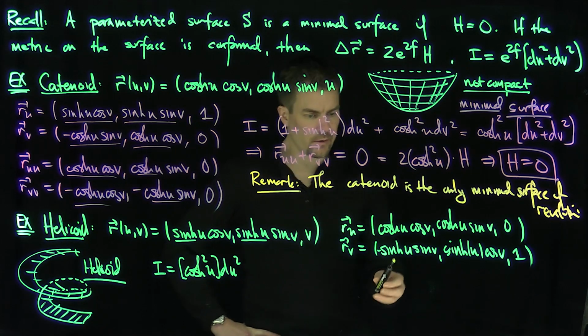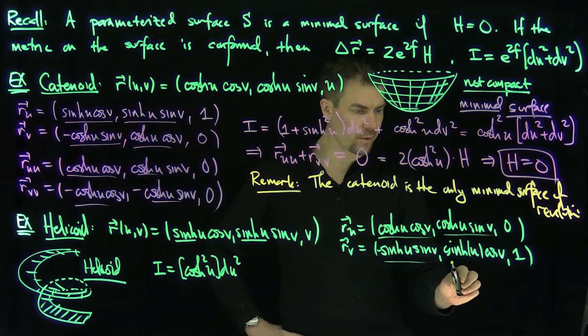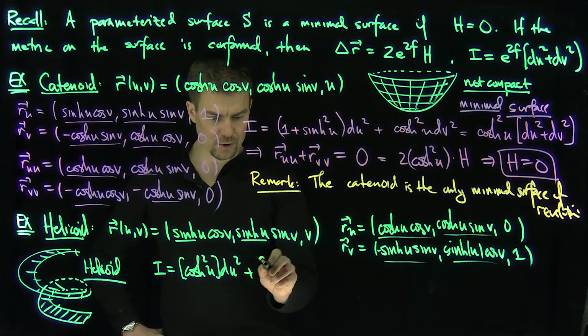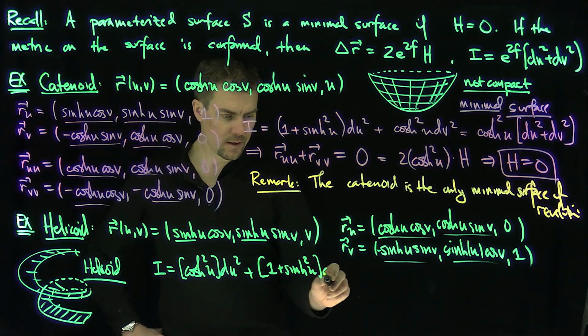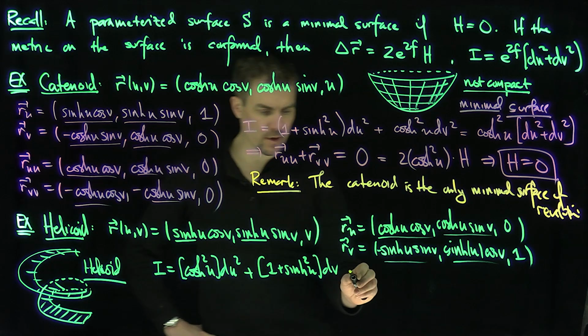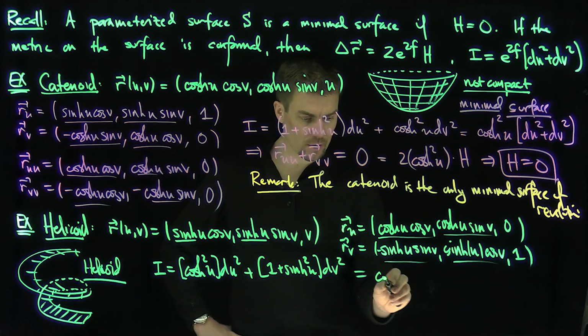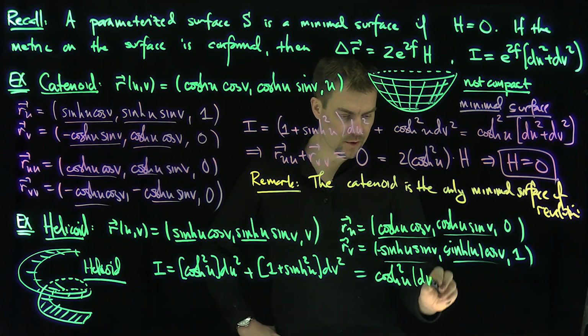And then what's going to happen down over here? What are the cross terms? Well, this and this are equal and opposite to each other, so there's going to be no cross term. Then finally, I'm going to have 1 plus sinh squared of u dv squared. But of course, 1 plus sinh squared is cosh squared. So this is exactly equal to cosh squared of u times du squared plus dv squared. So it's conformal.